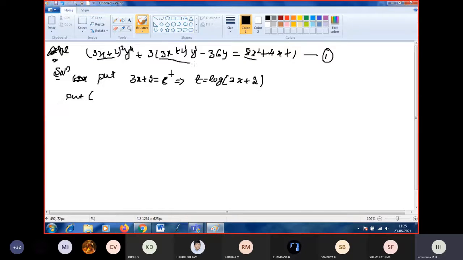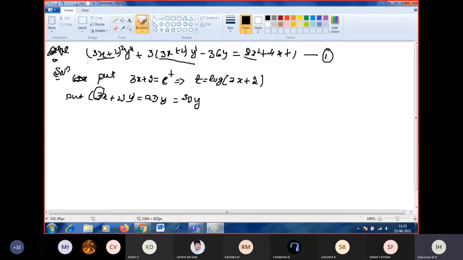So then 3x plus 2 into y dash. What is 3x plus 2 into y dash equal to? It is 3 into dy, where d is d by dt. What is a? It is 3. So 3 dy we got.